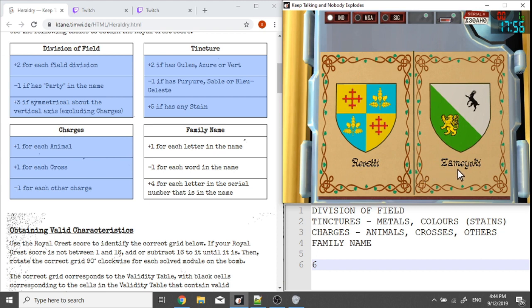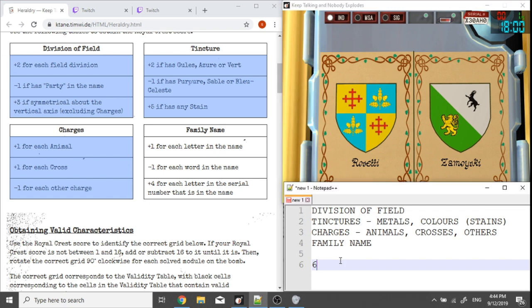Looking at the name, we have 2, 5, 6, 8 letters in our name. And our name has 1 word, so we'll subtract 1. Do we have any X's? No. Do we have an A? We do, so add 4 for that. Do we have any H's? No. So our final score is 17.